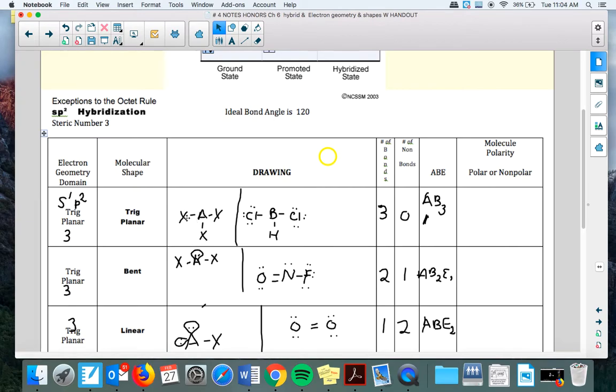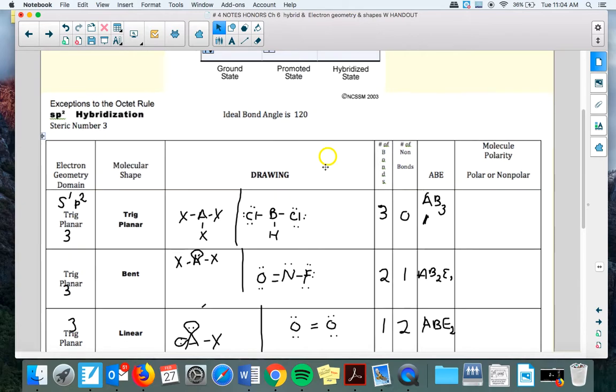The difference between this and the sp3 hybridization is that there's only a total of 3 bonding areas for our geometry. And in this case, these 3 are actually bonded and then no lone pair on top. So 3 bonds, 0 lone pairs, we would call this AB3. Boron is an exception to the octet rule. So having just 6 valence electrons is okay with boron.